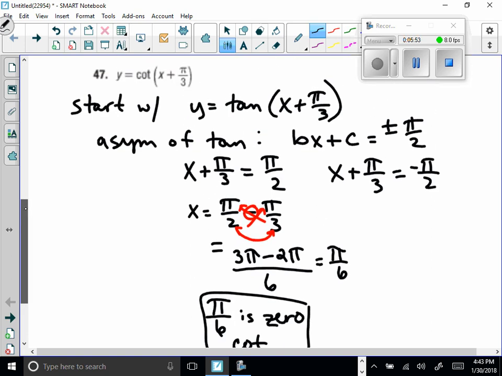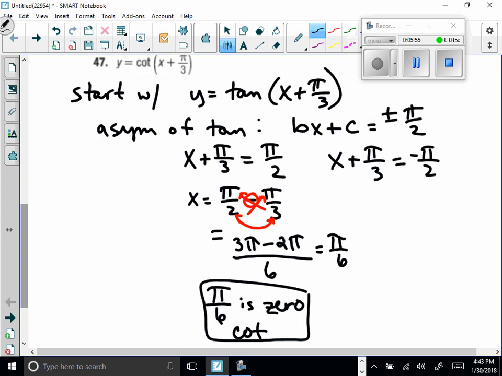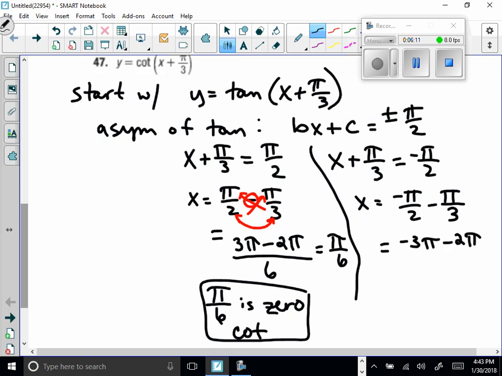And then the other one, we're going to do the same thing. Here we're going to subtract pi over 3. We get x equals negative pi over 2 minus pi over 3. I'm going to do that little smiley face method again. This time I'm going to get negative 3 pi minus 2 pi over 6, which is negative 5 pi over 6. And so that's another 0 for my cotan.